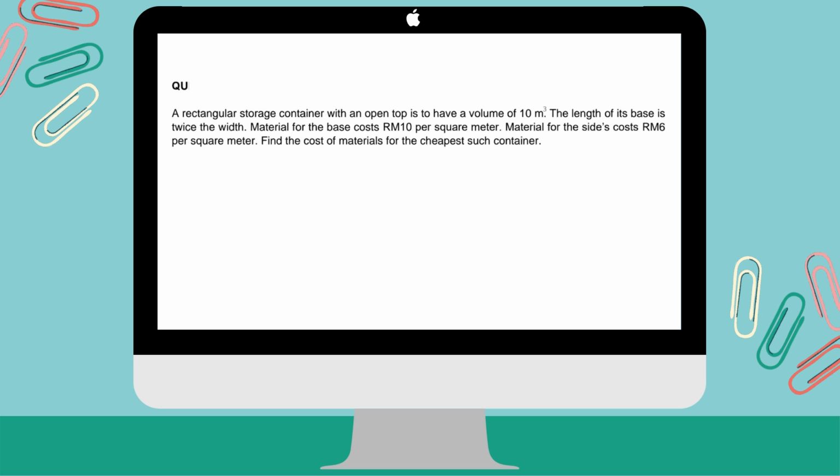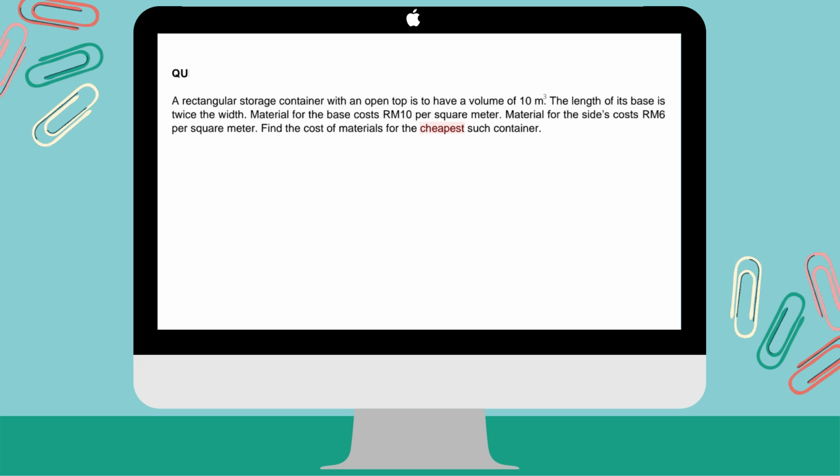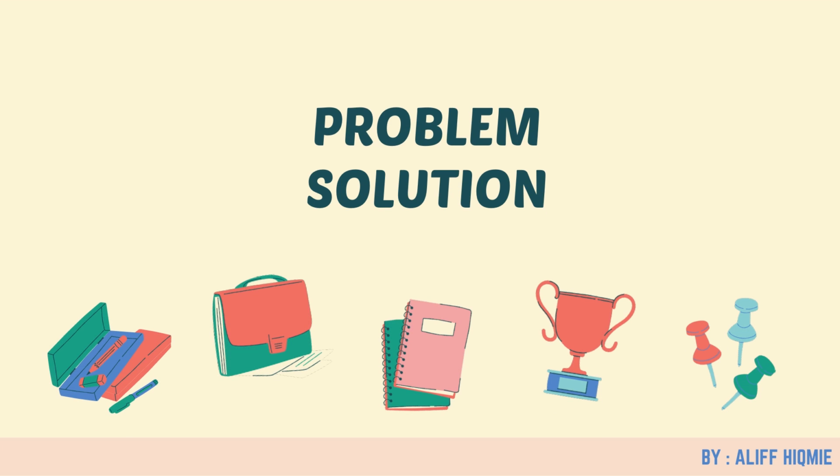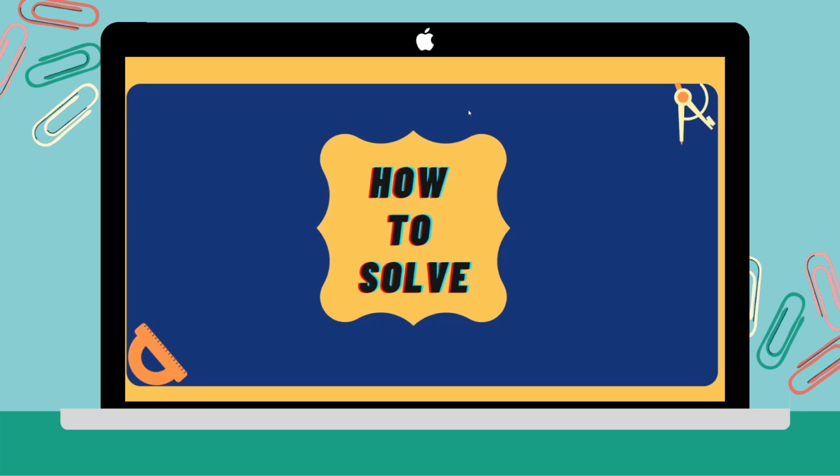The question asks to find the cost of material for the cheapest container. Before that, we need to know the keywords first. The question states a rectangular storage container with an open top, the length of its base is twice the width, material for the base costs 10 ringgit per square meter, and 6 ringgit per square meter for a side. So, we continue to how to solve.